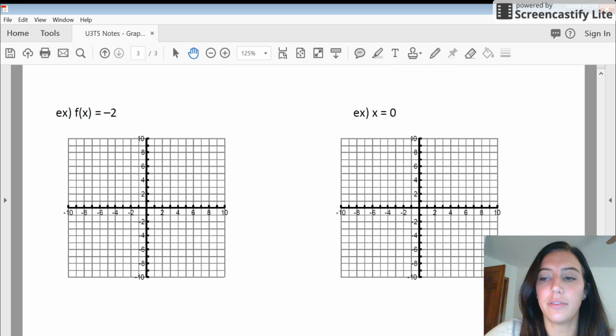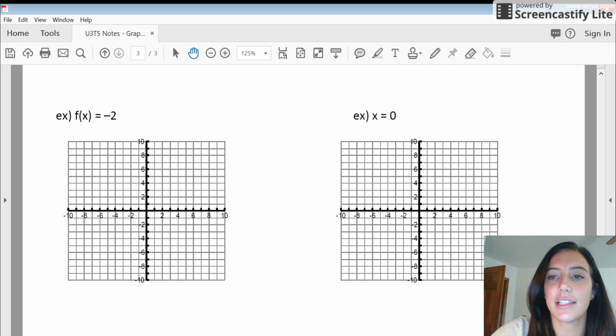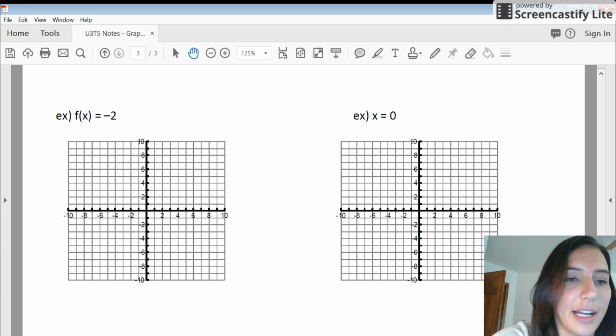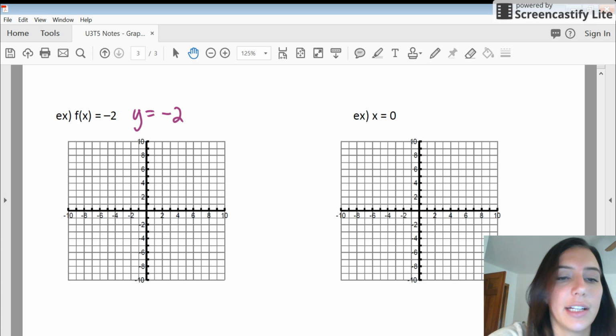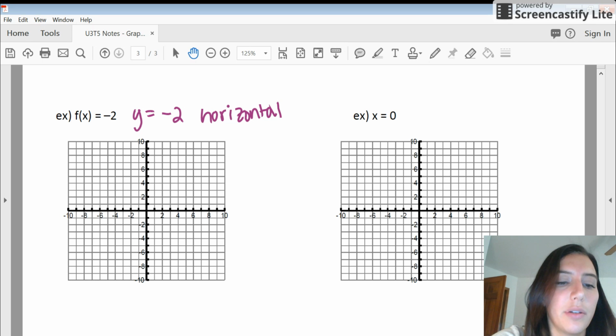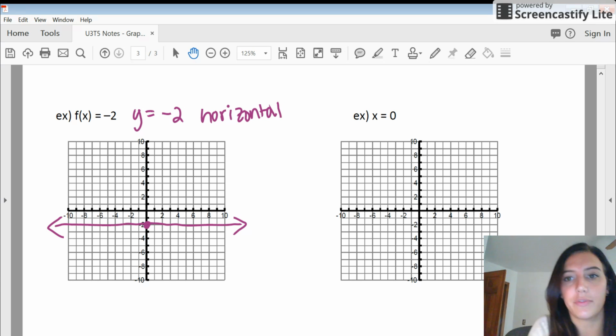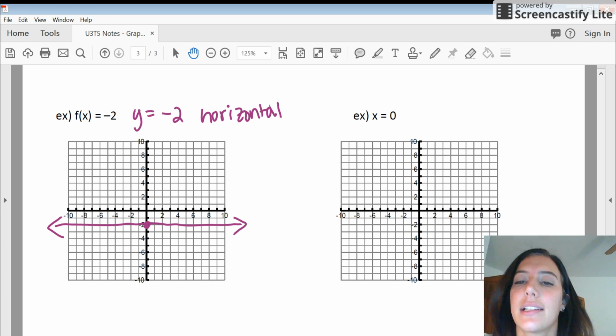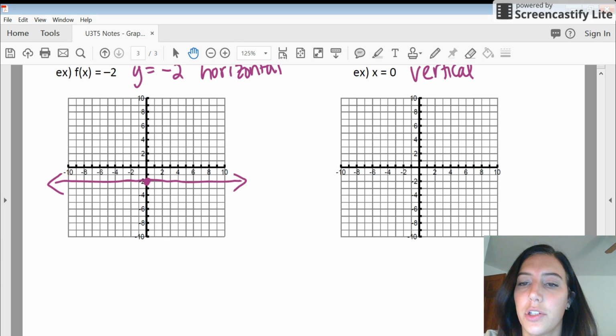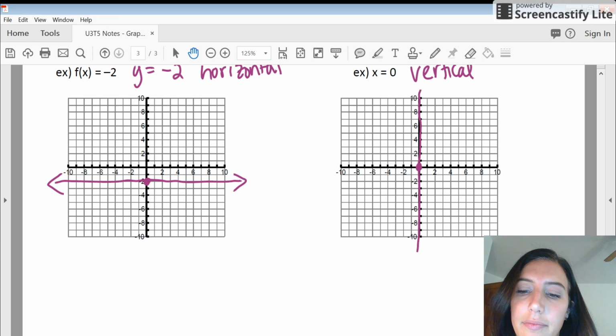Okay, I think we have a few more. f of x equals -2. What does f of x say? You got it, y. This is the same thing as y equals -2, which is horizontal form. So we go to -2 on the y-axis and draw a horizontal line. Slope of 0. And x equals 0, that is our vertical form. So we go to 0 on the x-axis, which is at the origin, and draw a vertical line.